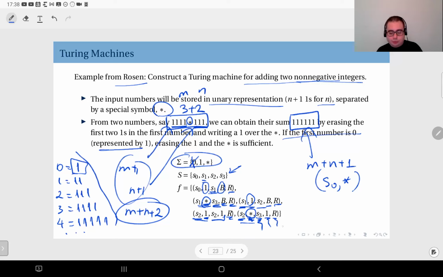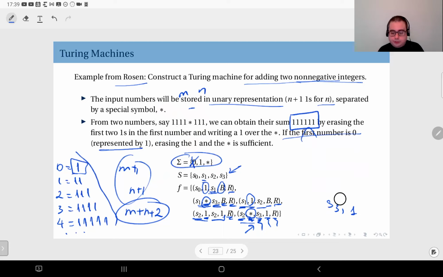It doesn't really matter what you do here, because you are done, since you are moving to S3, which is the final state, and no configuration is defined for S3, with either an input symbol of 1 or an asterisk. In these quintuples, we don't see S3, so the machine will halt, and the result is going to be found. So for instance, run this on this input. Recall this is 3, this is 2, and I expect the result to be 5, which is represented by this: 1, 1, 1, 1, separator, 1, 1, 1.